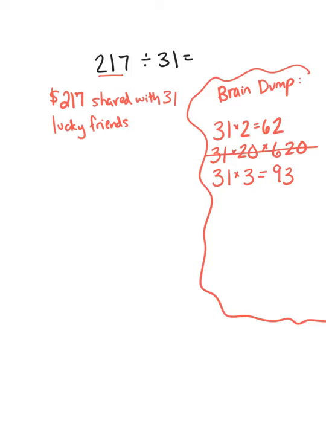If I round my $217 to about 200, and then I say 93 is about 100, I'm just playing around with the numbers to come up with an estimate. So that tells me that maybe somewhere around $6 for each friend would get me close to $200. So let me try that.